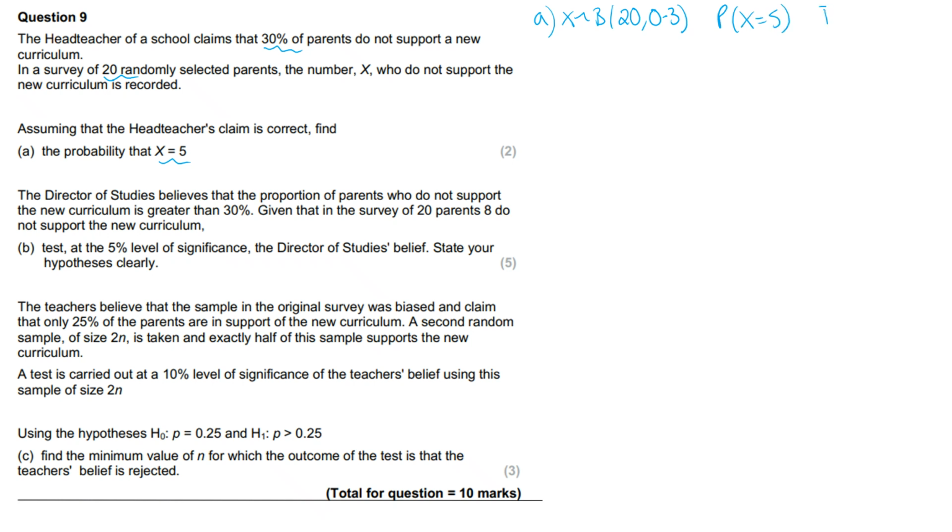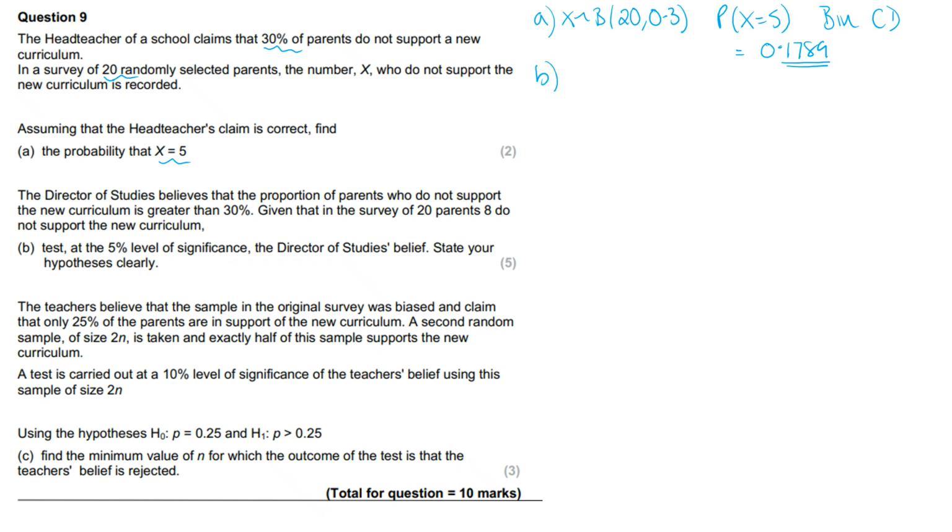So you need to go on your calculators and do binomial CD with X is equal to 5, N is 20 and P is 0.3, and if you do that on your calculator it comes out to be 0.1789 to 4 decimal places.